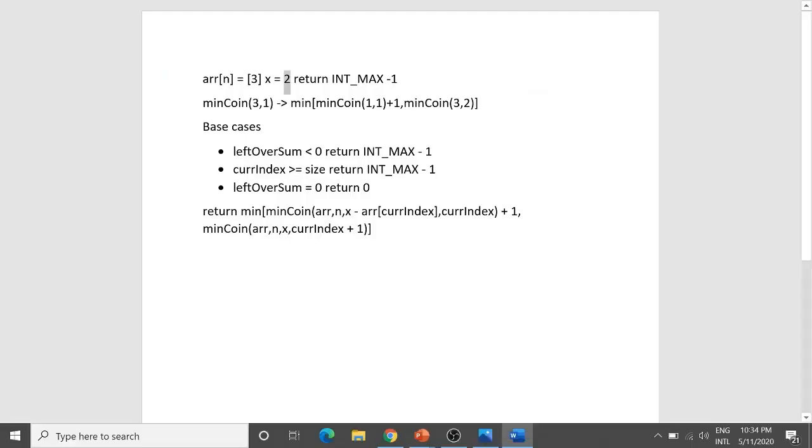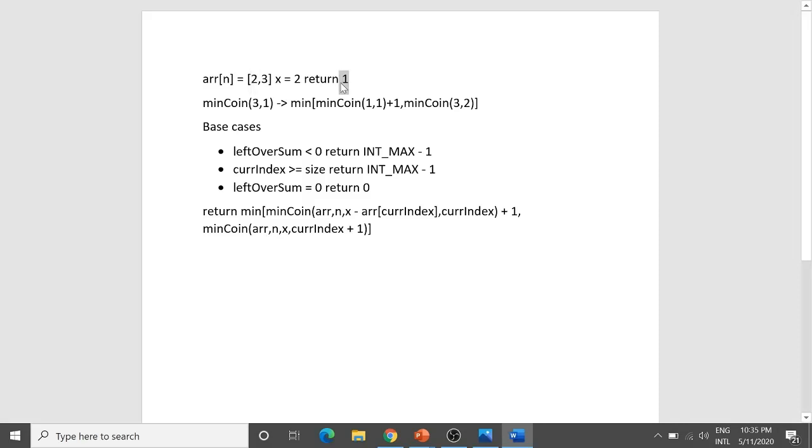Okay, so the answer to min coin 2 1 is 1 over here. And what does this 1 signify? This 1 signifies that starting from index 1 till the end of the array, the minimum number of coins to make an amount of 2 is 1. That would be 1 again, because I already have a 2 over here. If I just pick this 2, I am done with my amount. Hence the answer to this problem is 1, which signifies the minimum number of coins to make 2 with the help of these denominations.